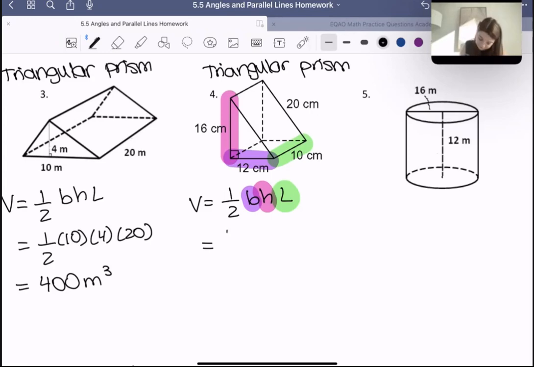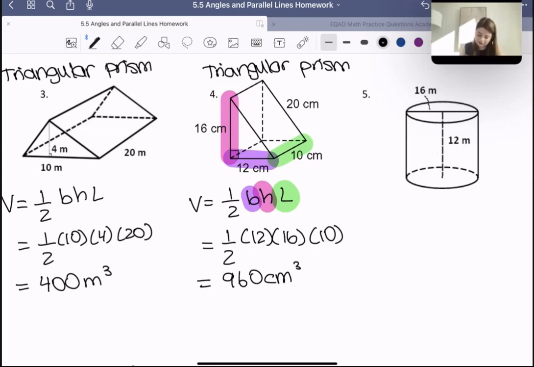Okay. So 1/2 times 12 times 16 times 10. Let's see what that's going to give us. So that's going to be 12 times 16 times 10 divided by 2 is equal to 960 centimeters cube, or cubic centimeters. Very good. Let's move on to number 5.